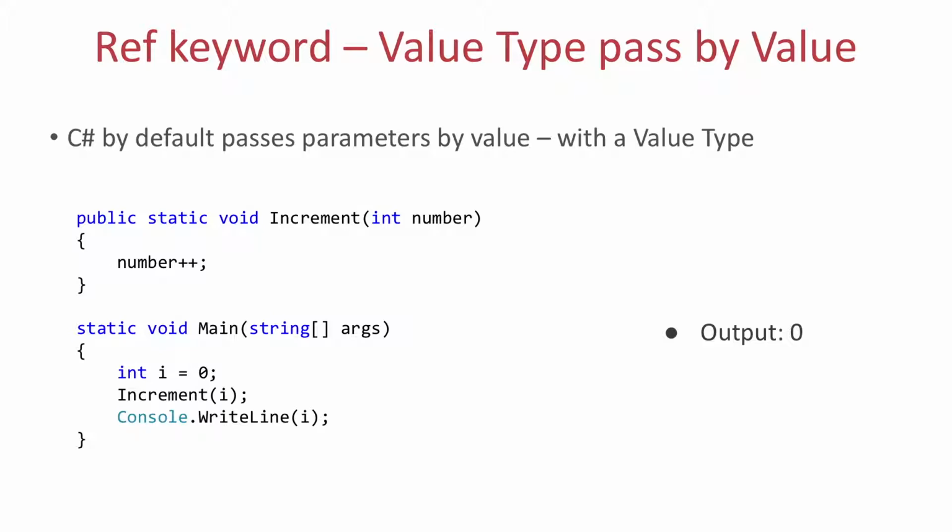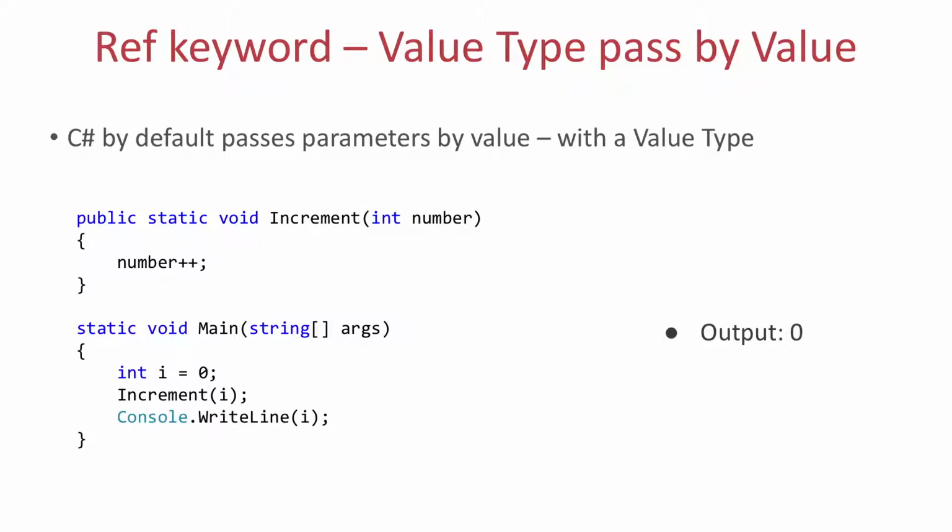Alright, now let's start with this very simple code. What we have here is a method called Increment, which takes an integer as a parameter and increments this number. The first thing to note is that C# by default takes every parameter as a value parameter. This means that a new storage location is created for the parameter, and the value that you pass to the method is copied to this new storage location.